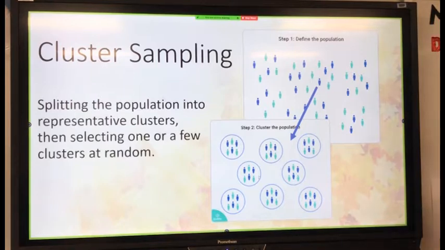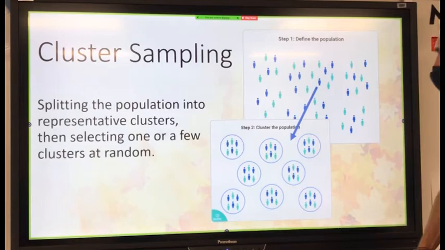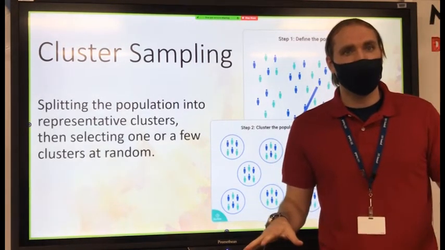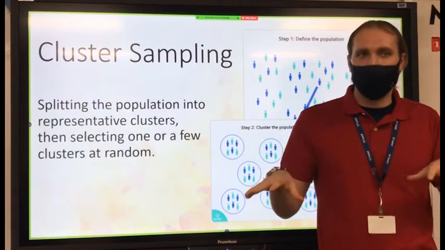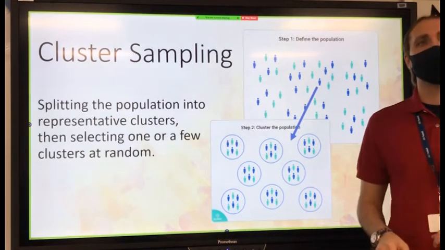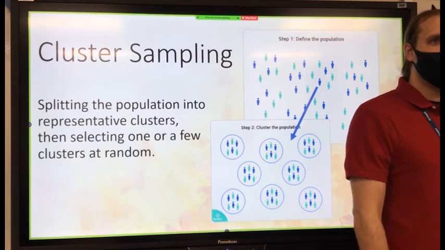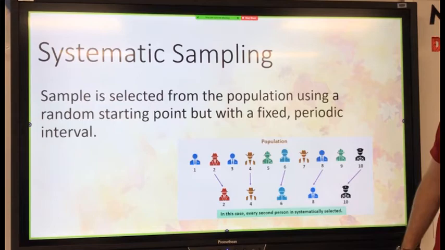Cluster: splitting the population into representative clusters, then selecting one or a few clusters at random. So again, with the school, we're in classrooms, we're in clusters, right? It's kind of not random because you're selecting to be in this class, but bear with me. Then they're randomly selected classes. Ooh, I want class C3114. Bam, that's cluster.